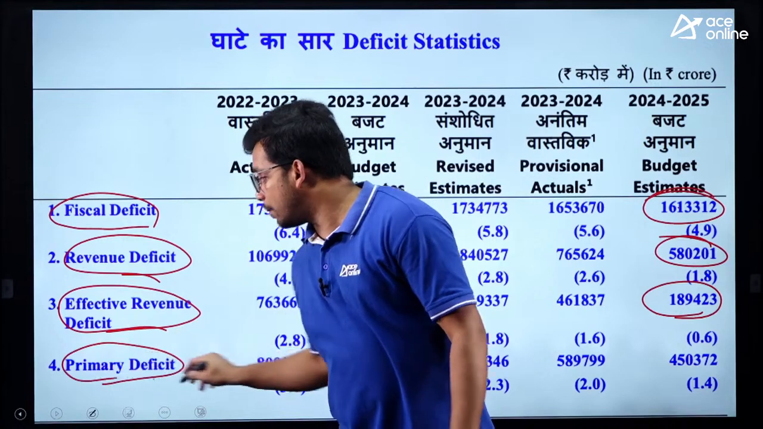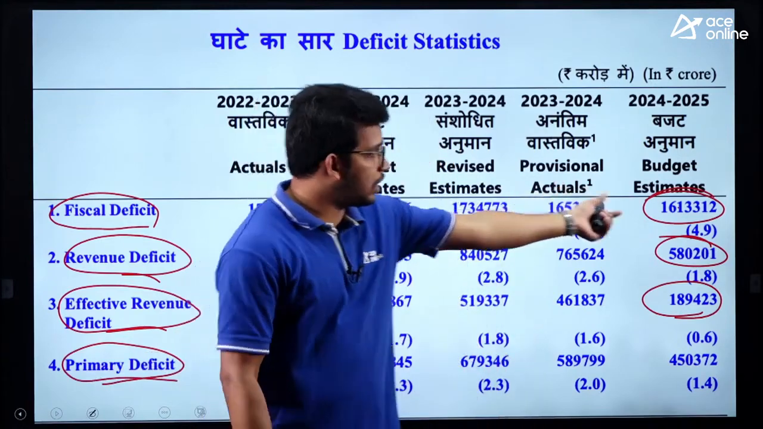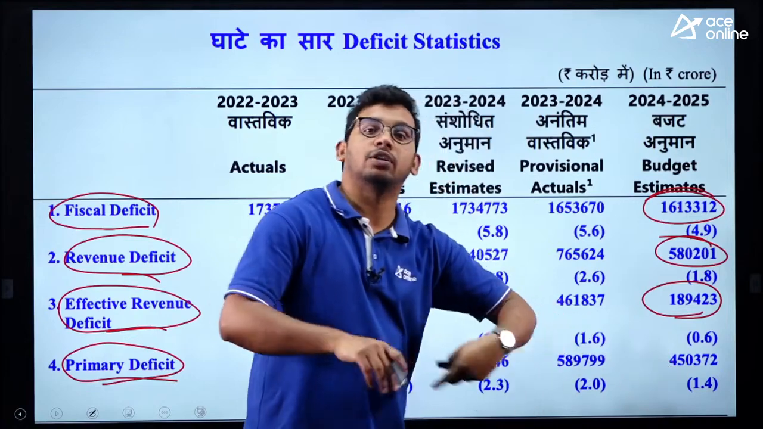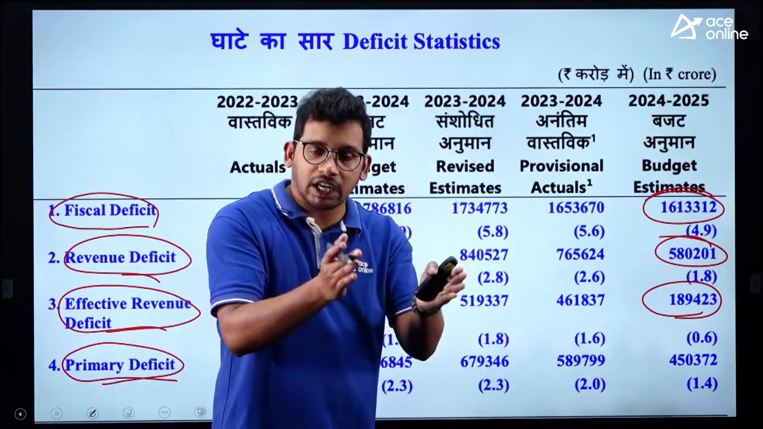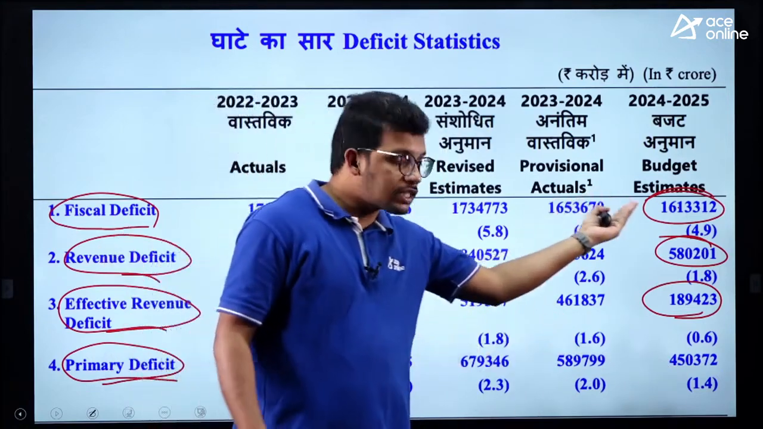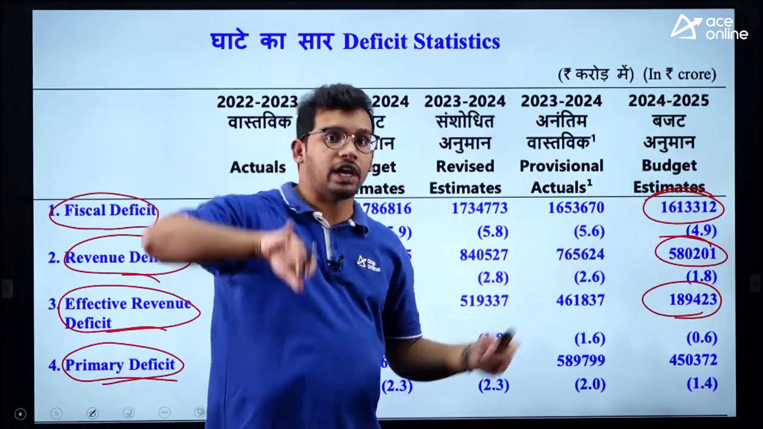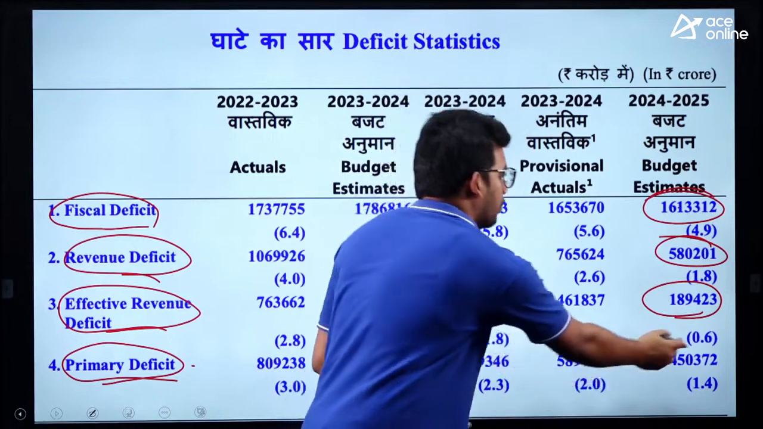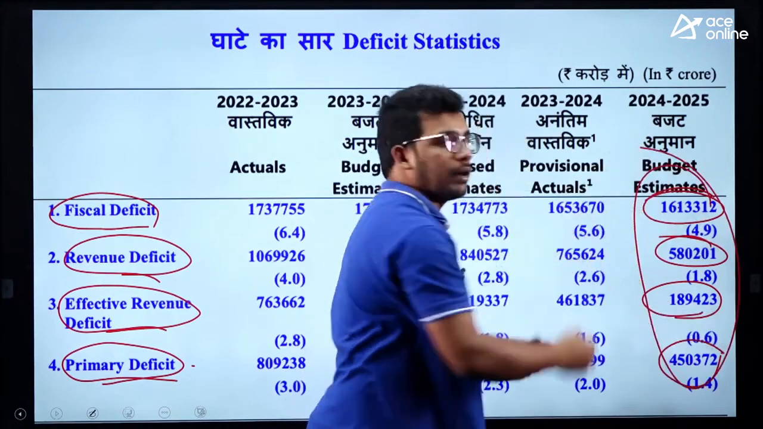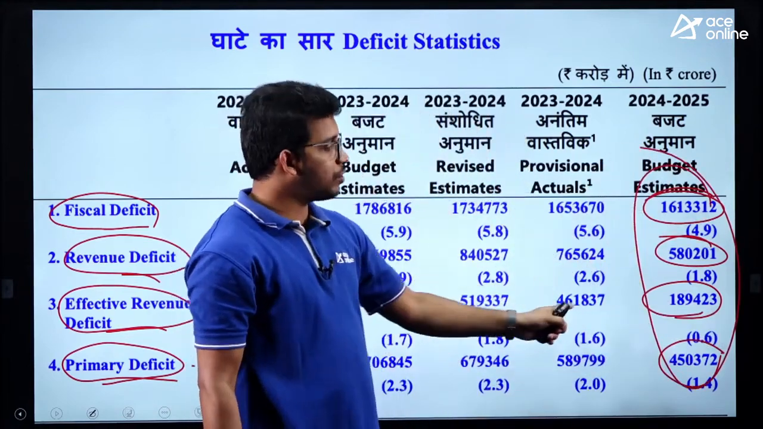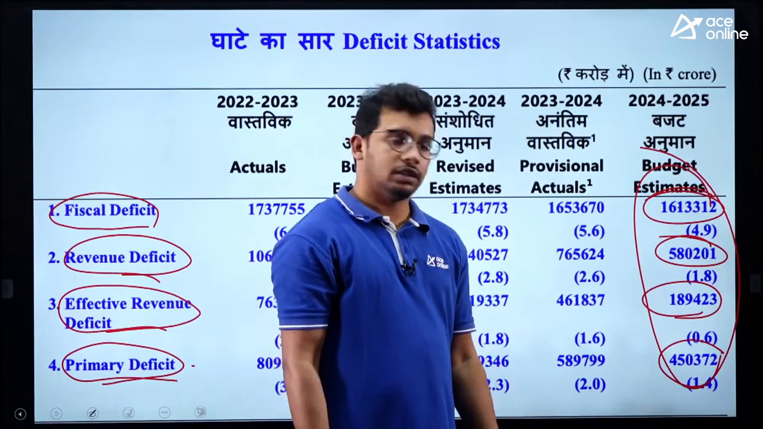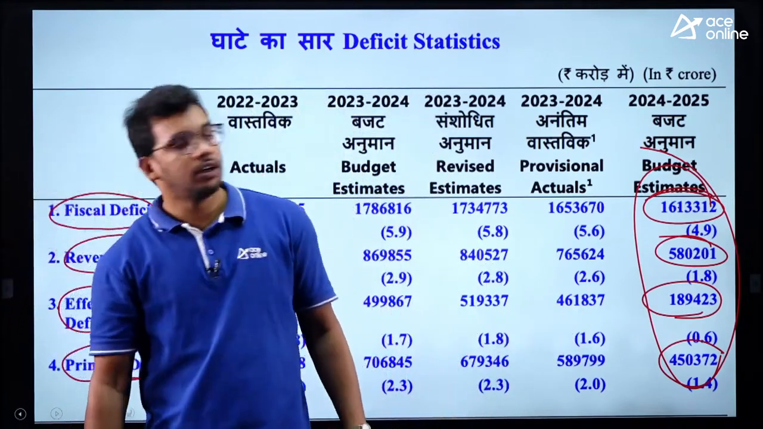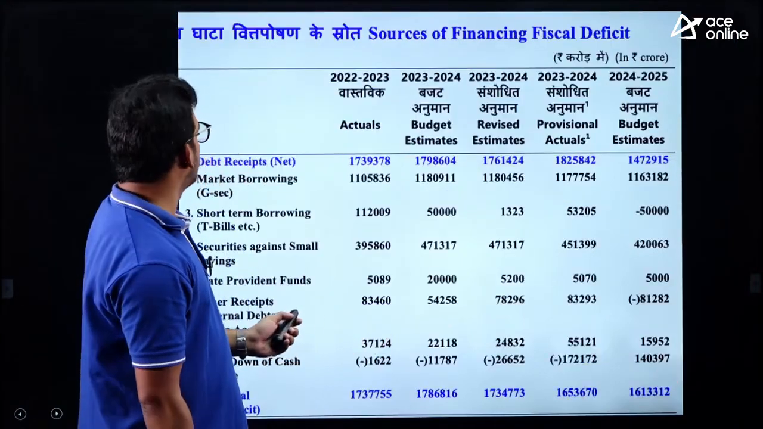And finally primary deficit. So out of this total fiscal deficit, the borrowings, how much government is paying as interest. So from the fiscal deficit, if you reduce the interest payments on the loans that the government has taken, that is called the primary deficit. So this number is also important. You need to remember these numbers: fiscal deficit, revenue deficit, effective revenue deficit, and finally the interest or primary deficit, right.